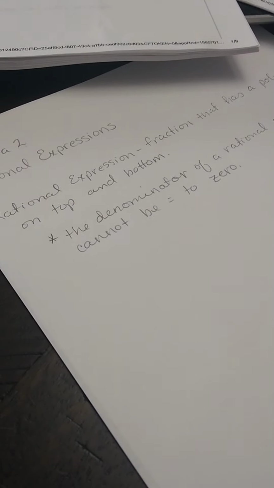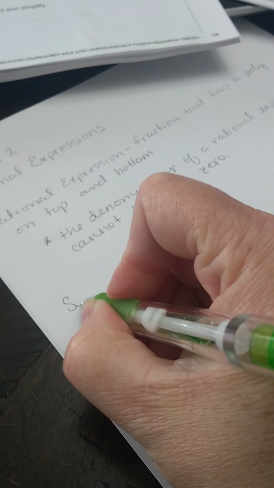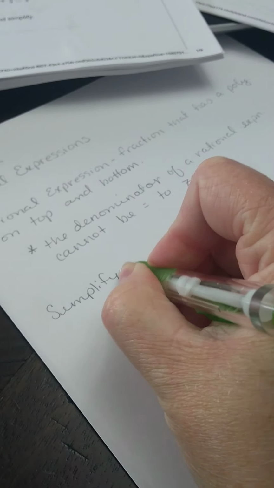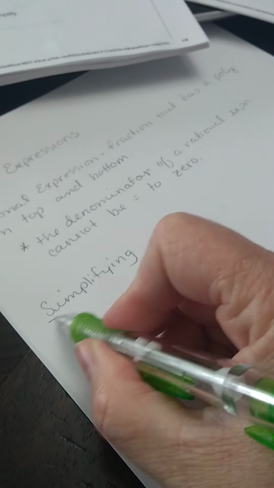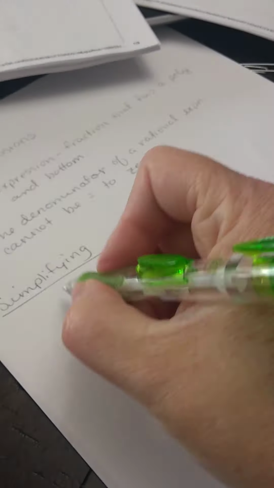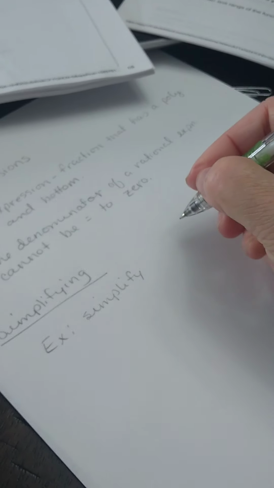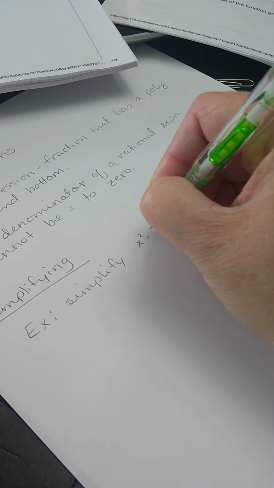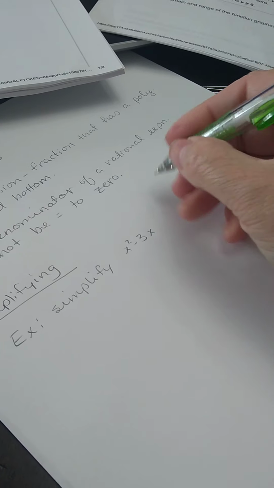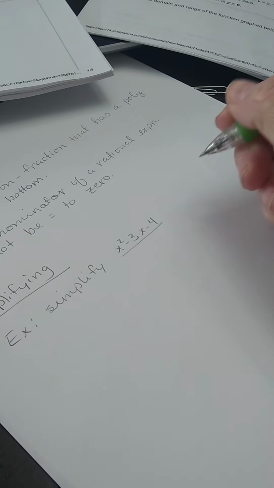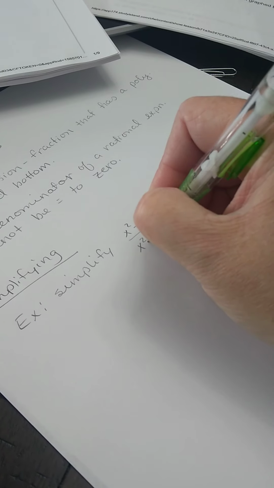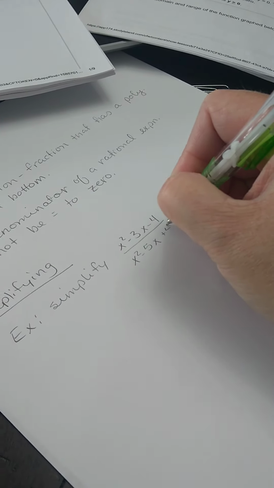All right, so the first thing that we're going to look at is simplifying. I'm going to do an example, and then I'll put some notes out to the side like I usually do. So simplify x squared minus 3x minus 4 all over x squared minus 5x plus 4. We just can't look at this and say, well, that's x squared over x squared, so it cancels out, okay?